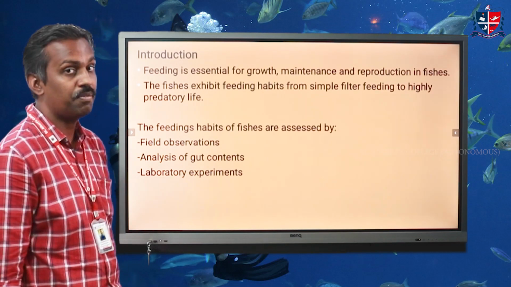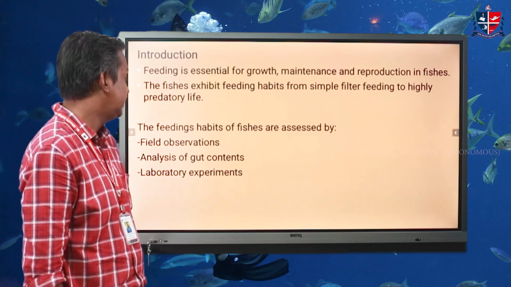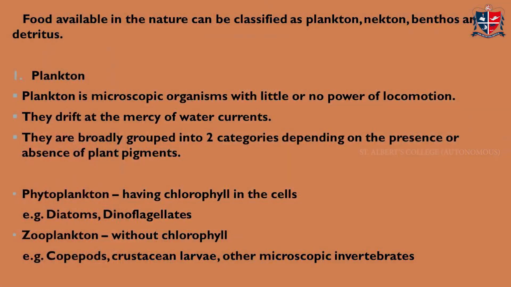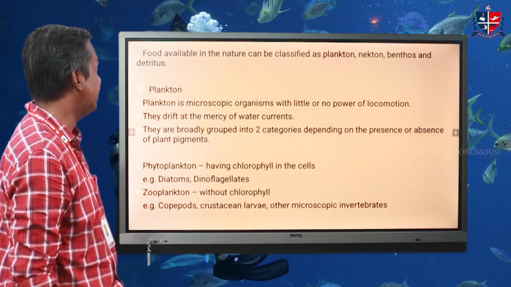First one is field observation. Second one is analysis of gut content. Third one is laboratory experiment. Food available in nature can be classified as plankton, nekton, benthos, and detritus.